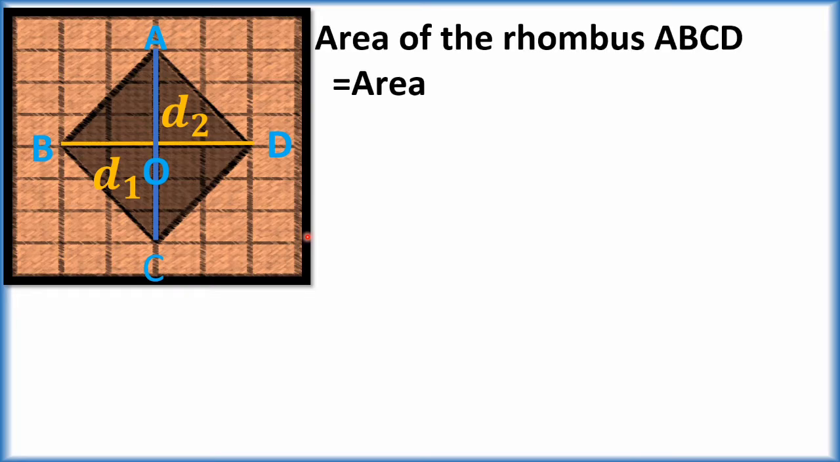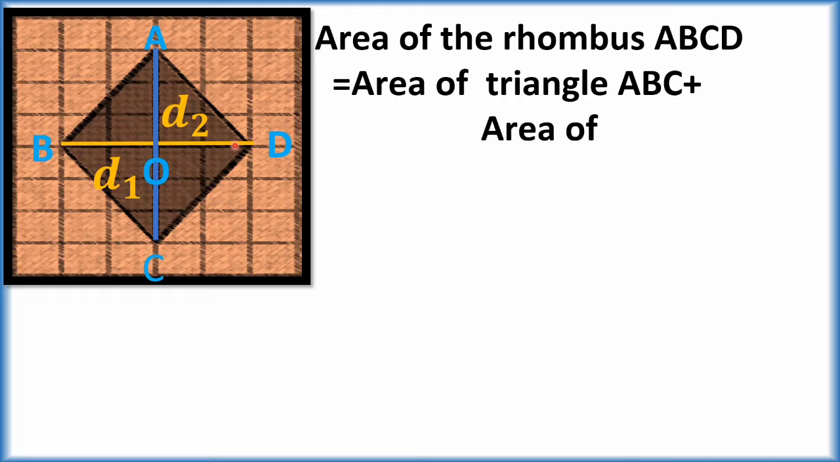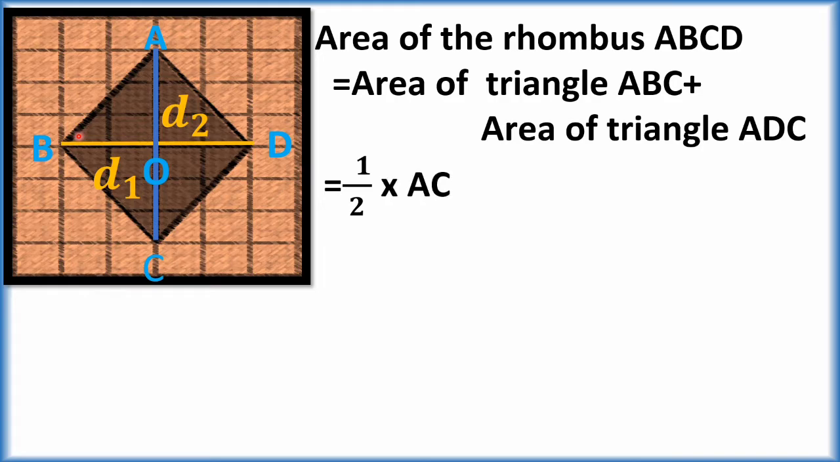Area of the rhombus ABCD equal to area of triangle ABC plus area of triangle ADC. We know that area of the triangle equal to half into base into height. See here in ABC, AC is the base and OB is the height. So half into AC into OB. In triangle ADC, AC base, OD height.